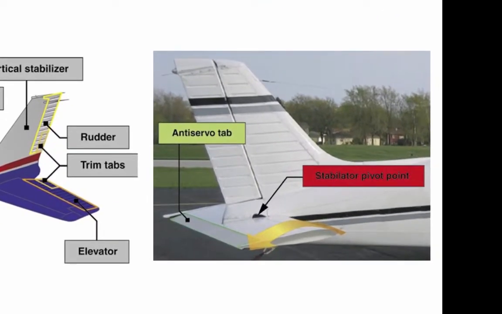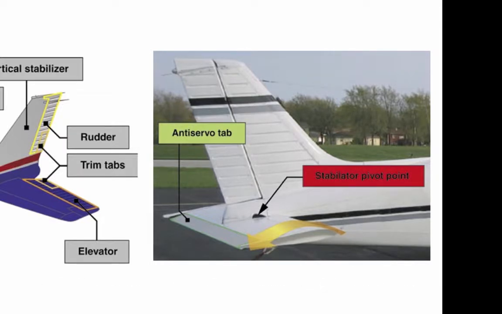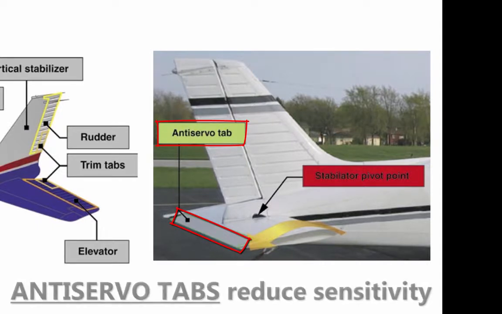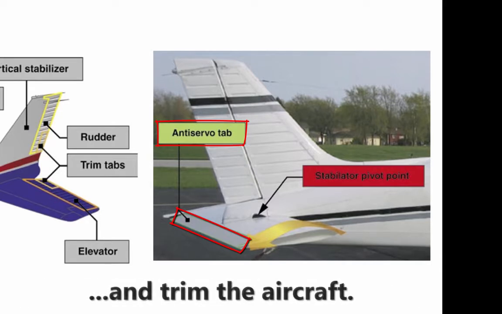A second type of empennage design does not require an elevator. Instead, it incorporates a one-piece horizontal stabilizer that pivots from a central hinge point. This type of design is called a stabilator and is moved using the control wheel just as the elevator is moved. Stabilators have an anti-servo tab extending across their trailing edge. The anti-servo tab moves in the same direction as the trailing edge of the stabilator and helps make the stabilator less sensitive. The anti-servo tab also functions as a trim tab to relieve control pressures and helps maintain the stabilator in the desired position.